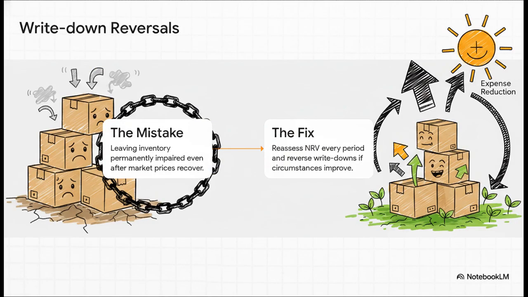And finally, Error 3, ignoring write-down reversals. The mistake in Step 1 is writing down inventory during a bad year and leaving it permanently impaired forever. But the correct treatment in Step 2 requires you to reassess NRV every single period. If circumstances in the market improve, that write-down absolutely must be reversed, up to its original cost.